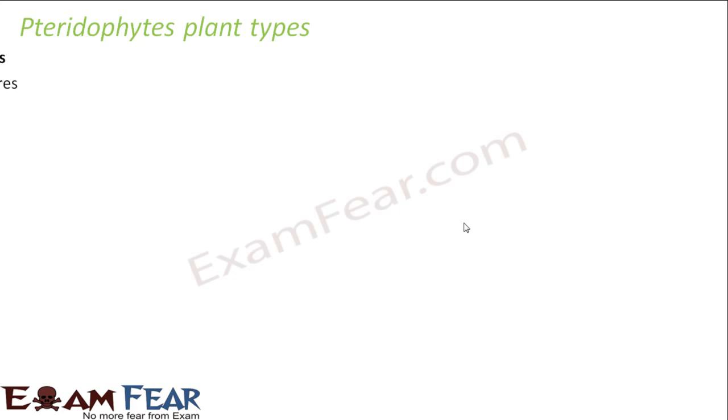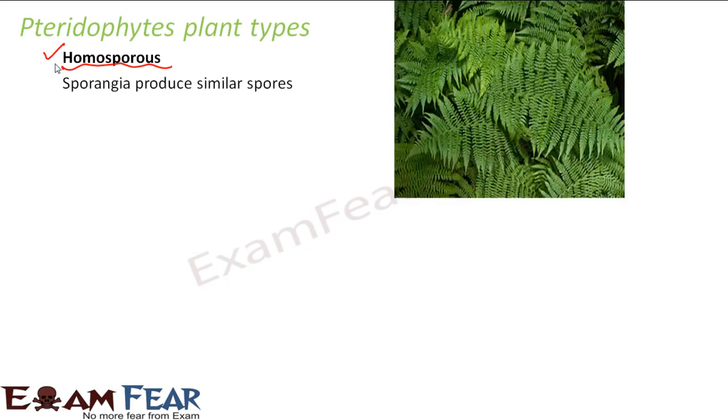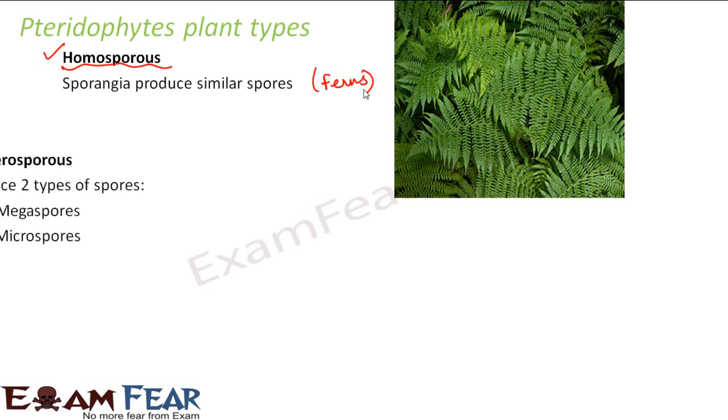Now we will look at the plant types of pteridophytes based upon the type of spores which they produce. They are divided into two types. First is homosporous and the other one is heterosporous. Homosporous, homo means same. So if the sporangia produce similar spores, the spores which are produced by the sporangia, if they are similar, then they are known as homosporous. So example of homosporous would be, in fact, most of the pteridophytes are homosporous.